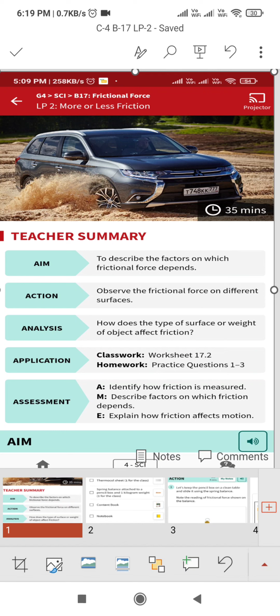Hello everyone. Today we will discuss block 17, that is frictional force LP2, more or less friction. Here our aim is to describe the factors on which frictional force depends.